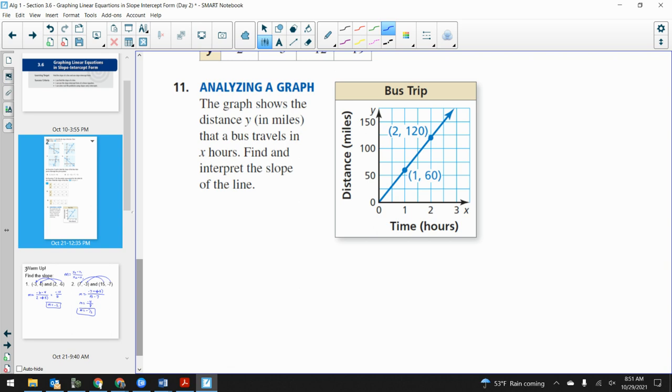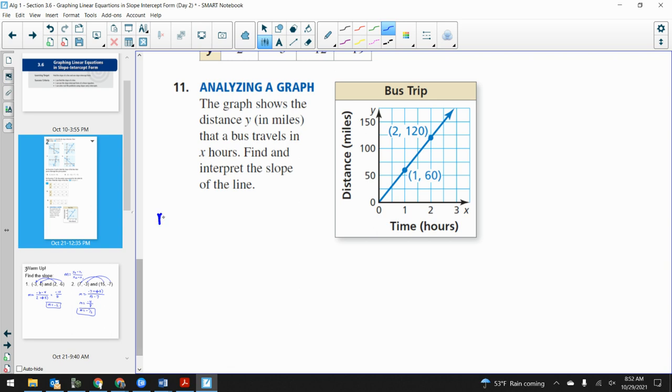Now, can I just count the boxes? No. There's a reason for that. Each box is not worth one value. Like, for example, on the x-axis, each box is a half a unit. On the y-axis, each box is 25. So every rise of 25, it's going over 1/2. So you can't actually use the boxes.